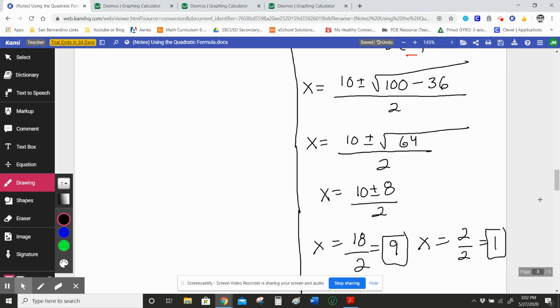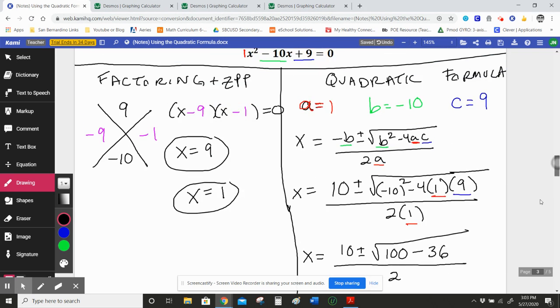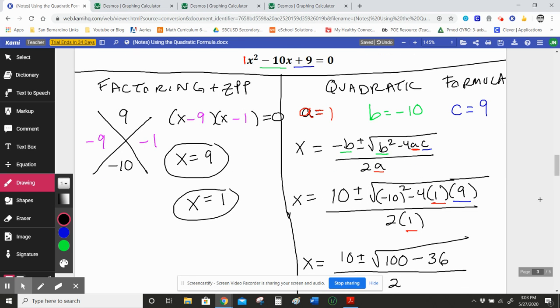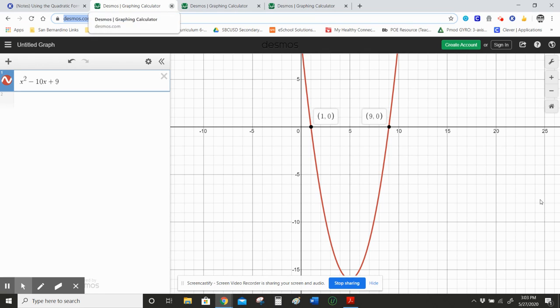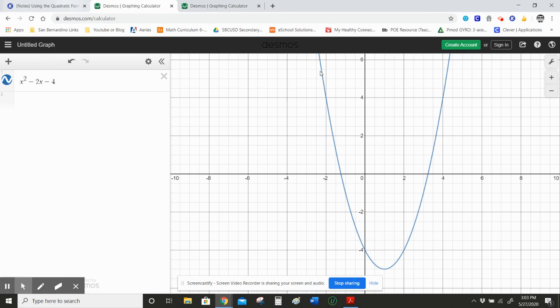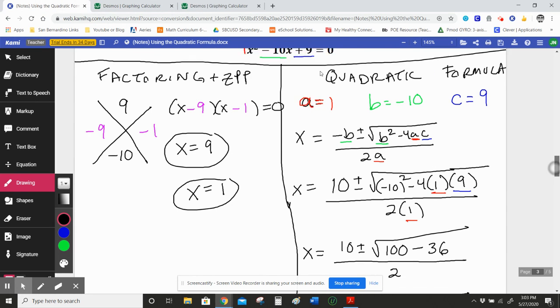Now, if you want to double check it with the Desmos graphing calculator, which I love to do all the time just to be safe, if you plug in x squared minus 10x plus 9, we get this, which happens to have two roots. One of the roots is there, at x equals 1. The other root is there, at x equals 9. No big surprise here, right? So you could always check your work using Desmos.